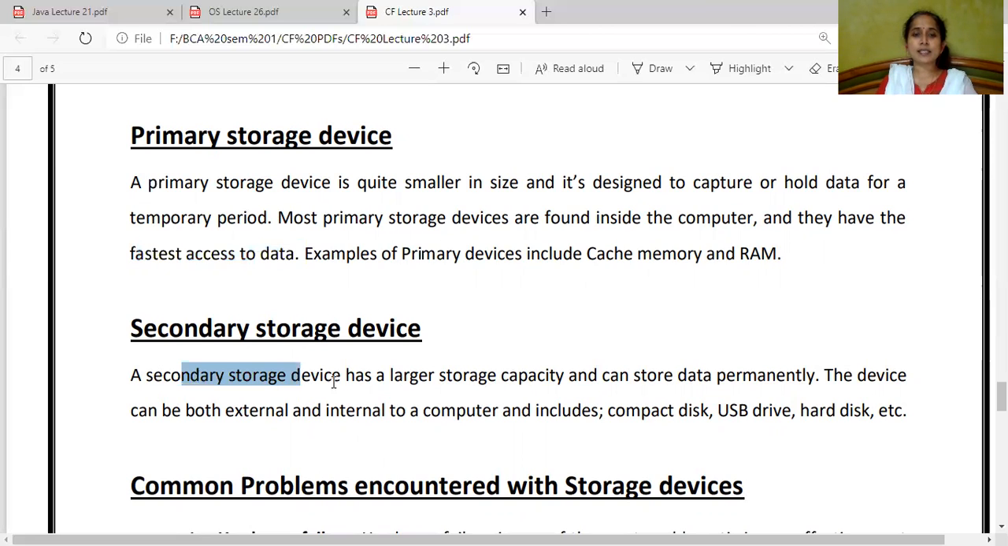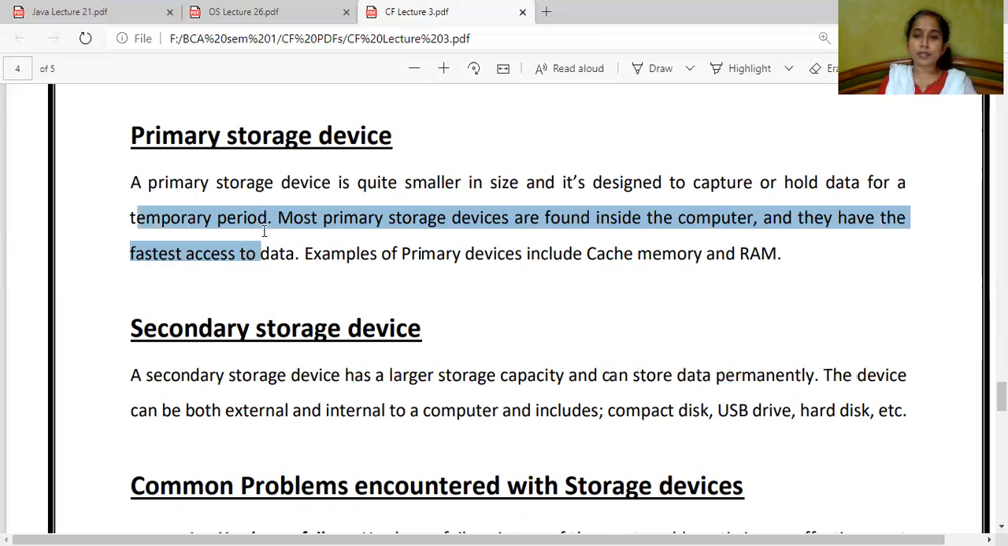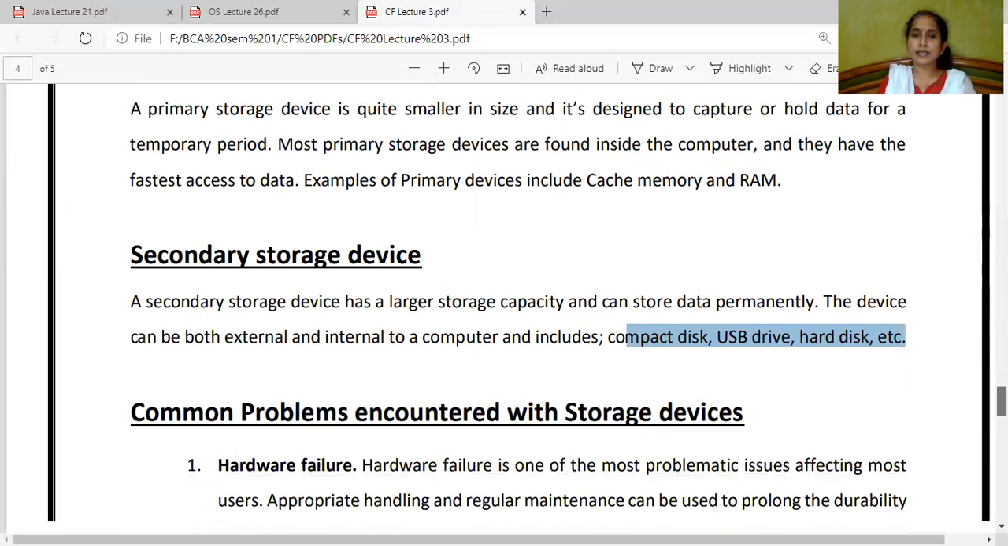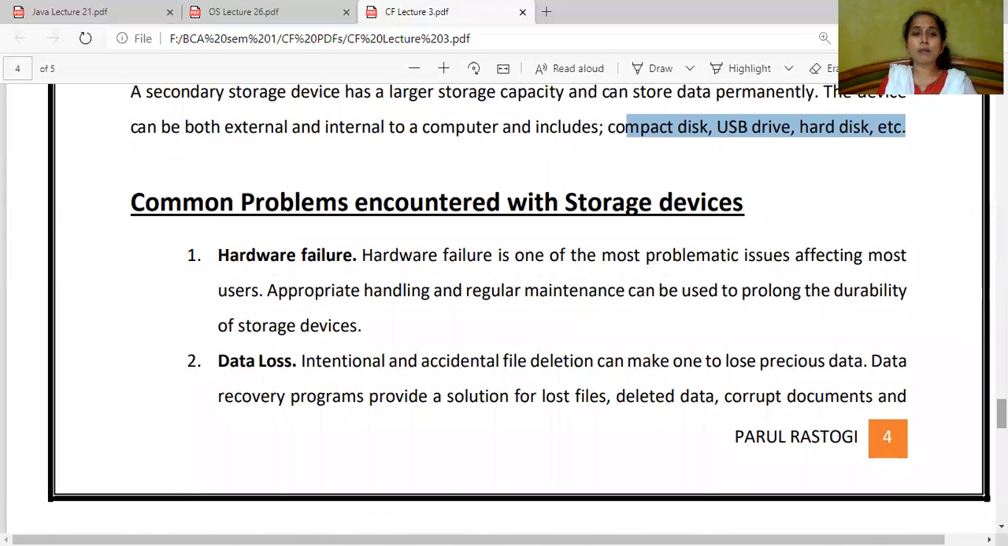Secondary storage is a device that has a larger storage capacity. इसकी smaller storage capacity होती है. Can store data permanently. Primary में temporary storage होता है. Devices can be both external and internal. ये basically inside the computer, that is primary storage are always internal in nature. Or examples of secondary storage, compact disc, that is CD, USB, hard disk. ये examples. What are the common problems encountered with storage devices?